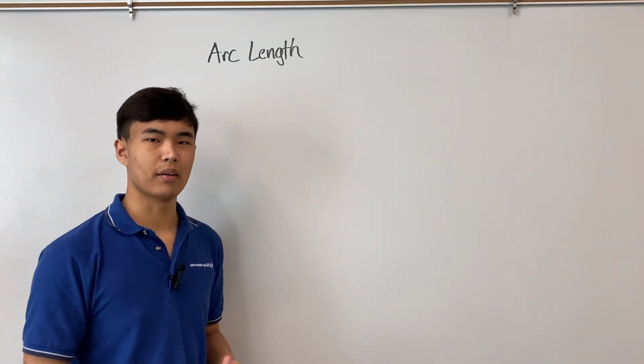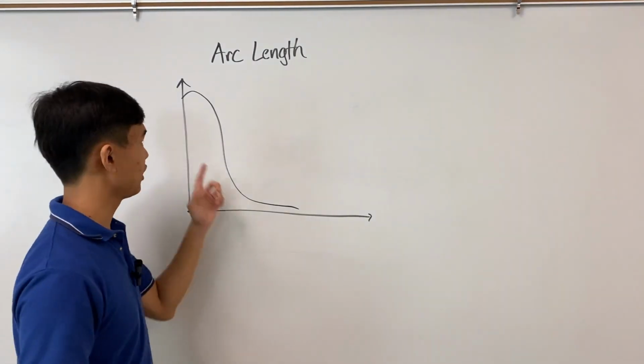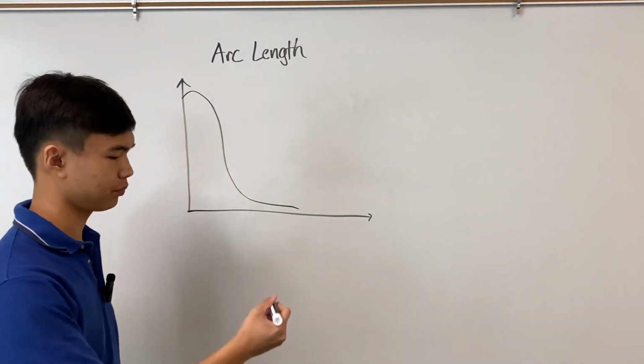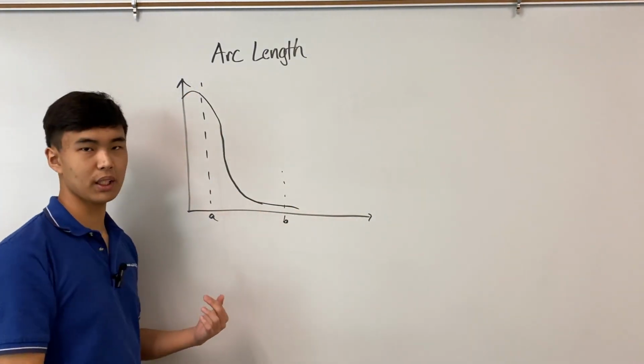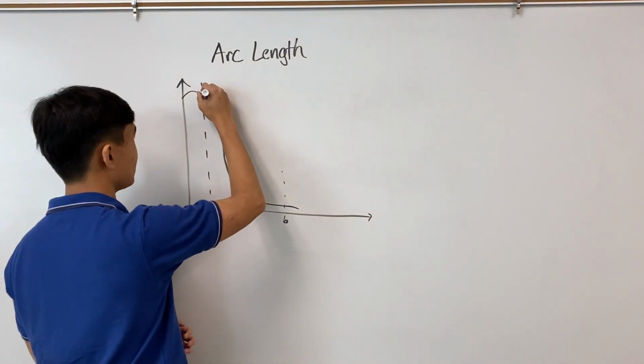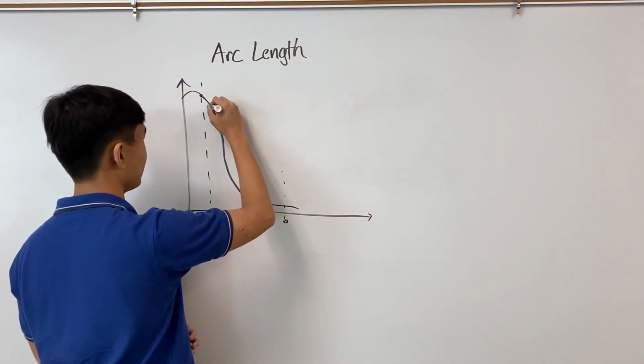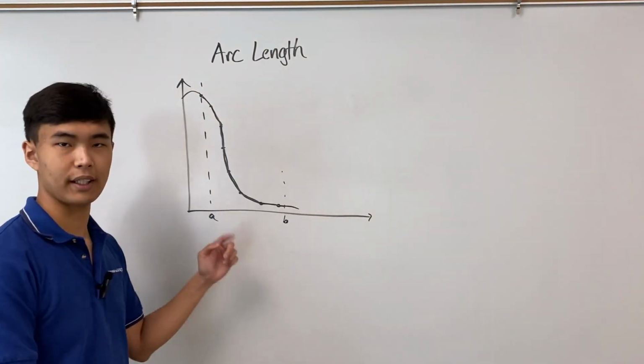Today, we're going to talk about arc length. Arc length is just the length of a curve on an interval. The idea here is that instead of trying to take the length of this whole thing at once, we're going to break it up into straight line segments and then add them up, like here.